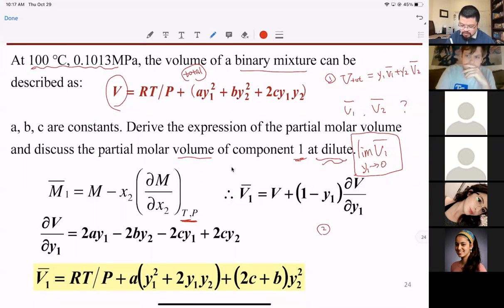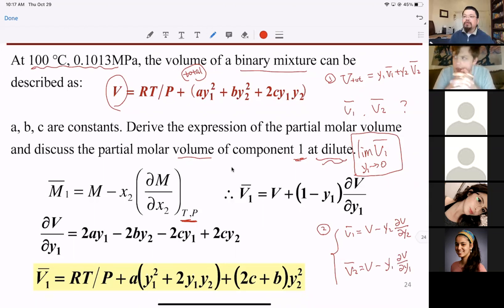The second set of equations we have is V1 partial is V minus the other component, Y2 dV over dy2. V2 partial is V total minus the other component, Y1 dV over dy1. Of course, this is at the same temperature and pressure. So this is the other set of equations, and the way we are going to use and calculate this problem.